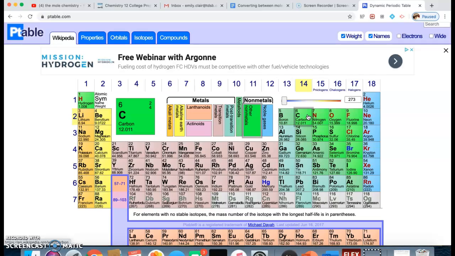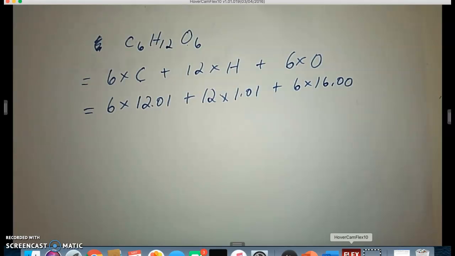And I want to use only 2 decimal places. So I'm going to round 12.011 to 12.01. Hydrogen is over here. So 12 times, and then 1.008, that rounds to 1.01. And then oxygen over here, 15.99, rounds to 16.00. There we go. Okay, so that's what I was writing while I was talking through that, okay?